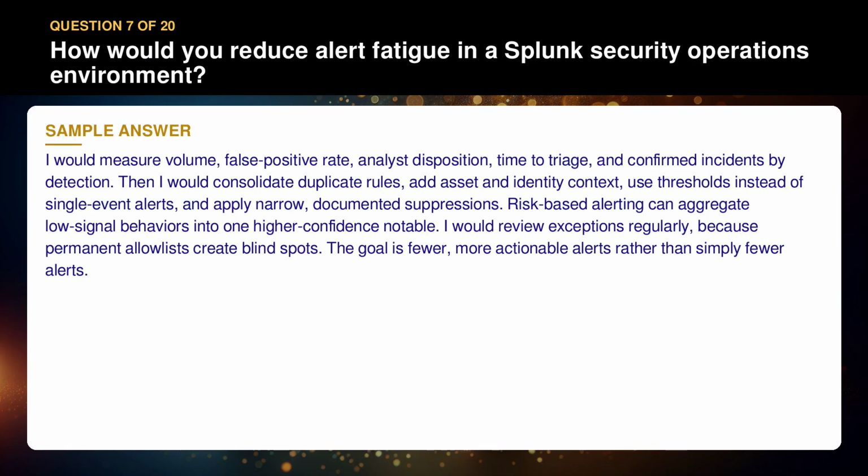Then I would consolidate duplicate rules, add asset and identity context, use thresholds instead of single event alerts, and apply narrow, documented suppressions. Risk-based alerting can aggregate low-signal behaviors into one higher confidence notable. I would review exceptions regularly because permanent allow lists create blind spots. The goal is fewer, more actionable alerts rather than simply fewer alerts.